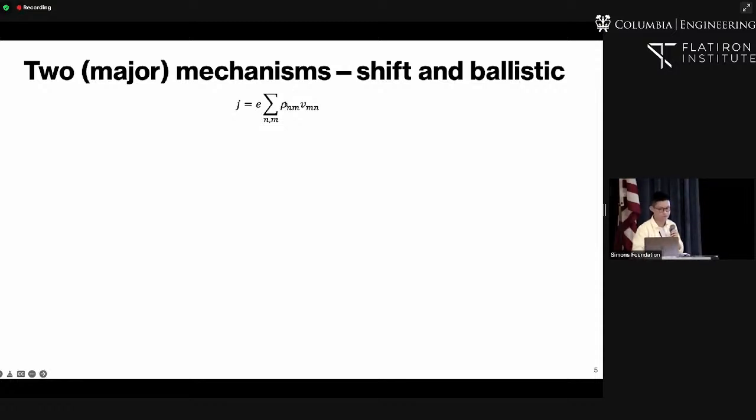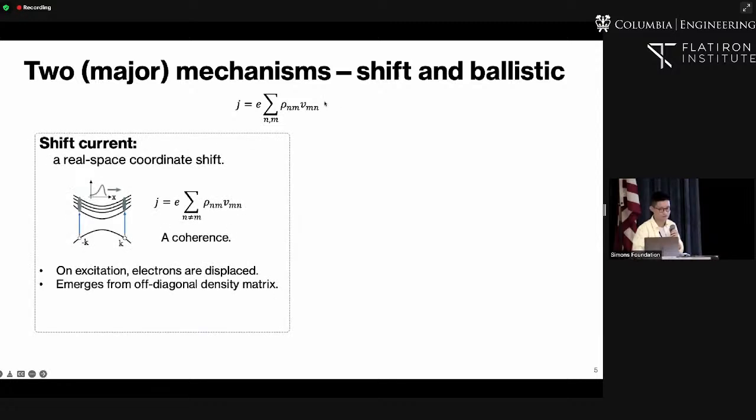The shift current comes from the off-diagonal elements of the density operator, which can be seen in this n not equal to m in the summation. So it really comes from the coherence instead of occupation. And thus it's a pure quantum effect, because it's very hard to find any classical interpretation for the coherence.